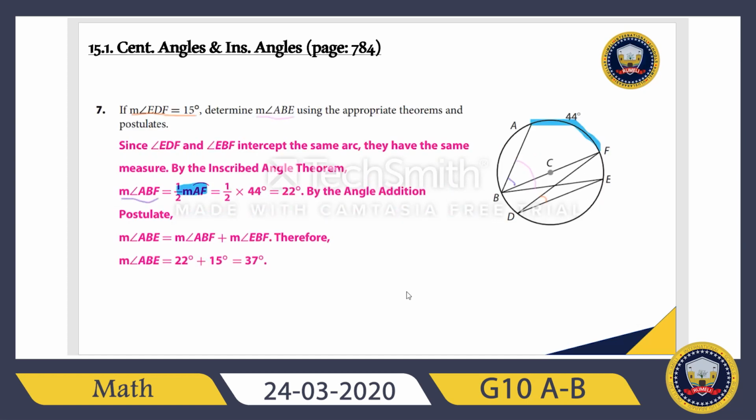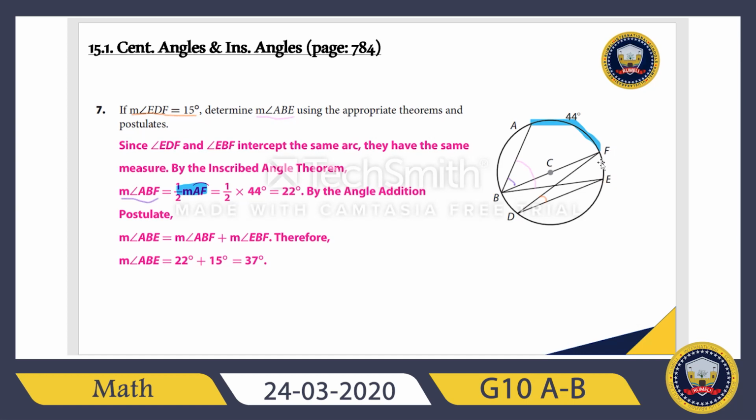All right, final example. If the measure of EDF, this small one, is 15 degrees, let's find the angle ABE, which is this big one. How can I find it? EDF and EBF inscribe the same arc here, which is EF. So they should have the same measure.